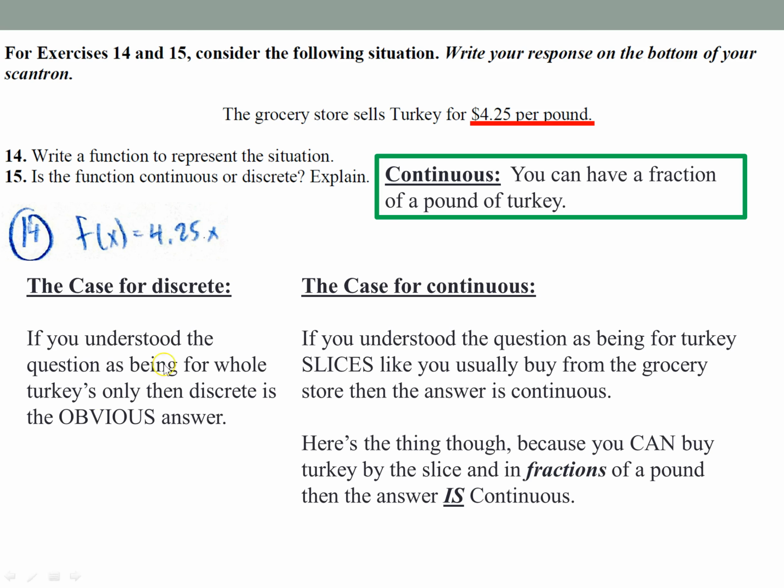Now, yesterday I did see and give credit to people for getting discrete or continuous, depending upon your explanation. However, because we can buy turkey per pound, and that's what it says in the statement, going forward and into your test, continuous is the only correct answer. You have to have a fraction of a pound. You can. So continuous is the only correct answer for number 15.